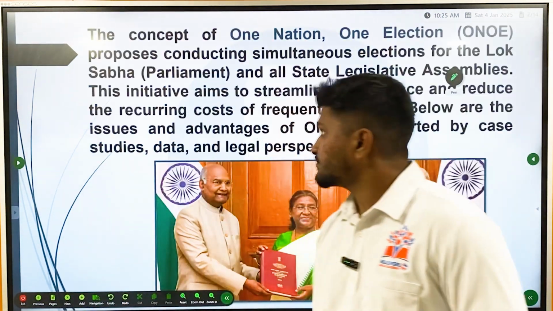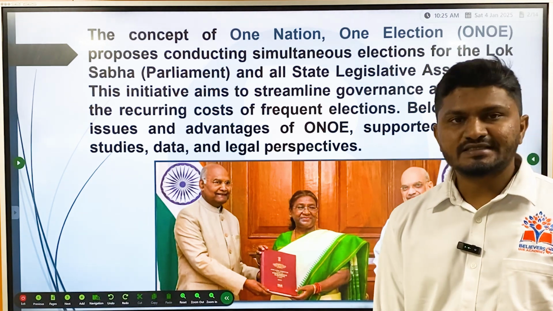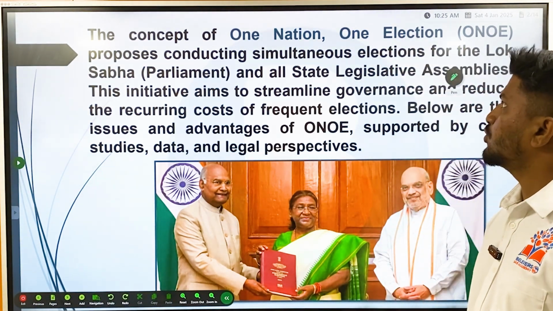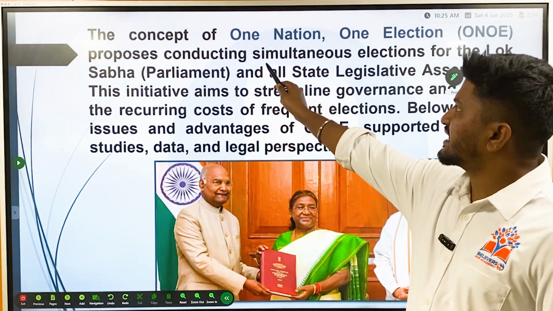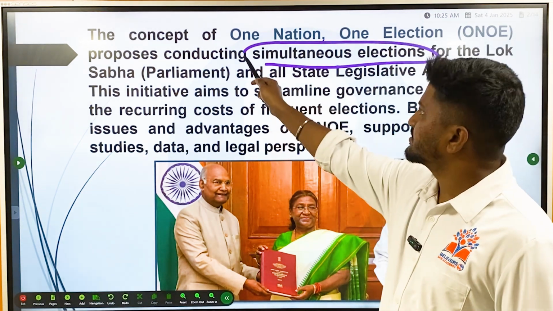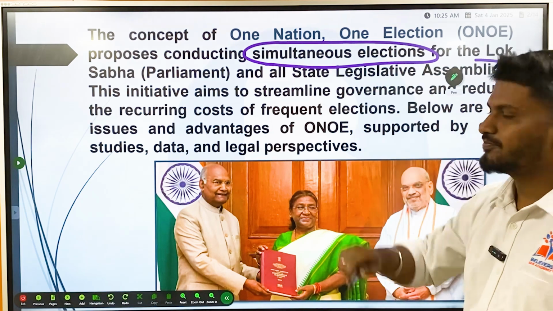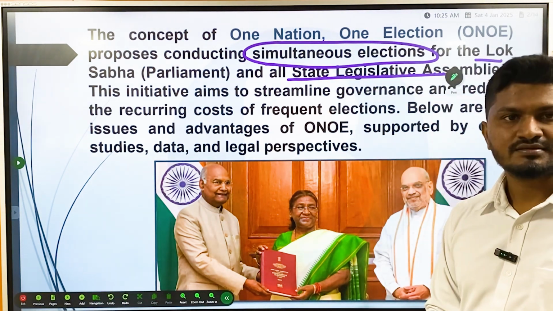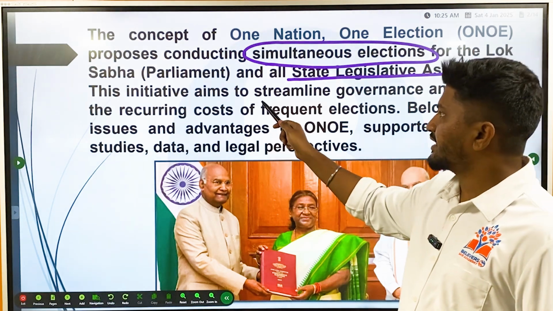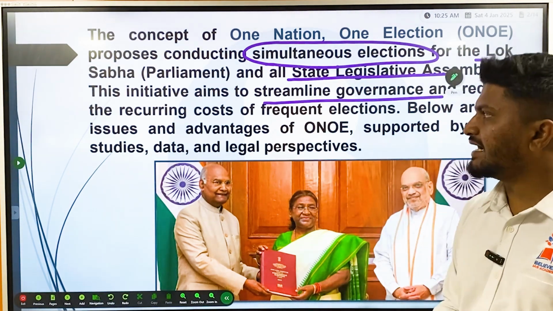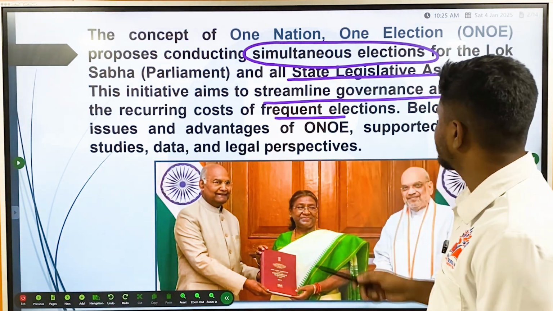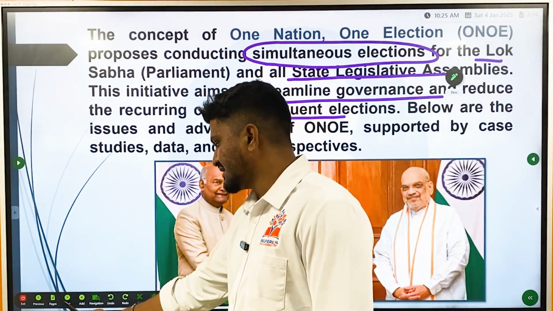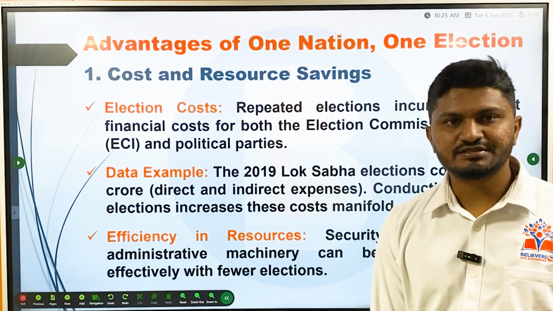So it is in news because the concept of One Nation, One Election, that is ONOE, proposes conducting simultaneous elections for the Lok Sabha, that is Parliament, and all the state legislative assemblies. This initiative aims to streamline governance and reduce recurring costs of the frequent elections. And in this video, we will discuss advantages as well as disadvantages.